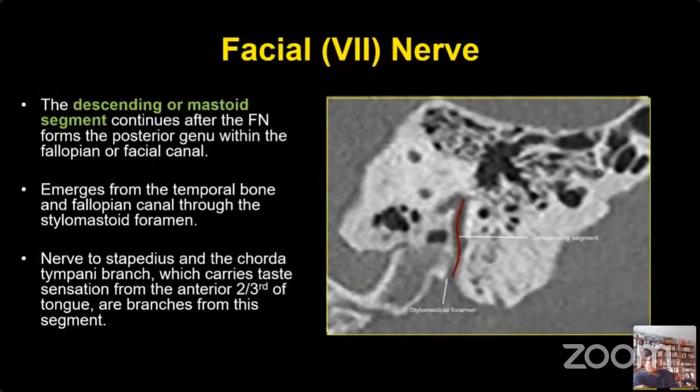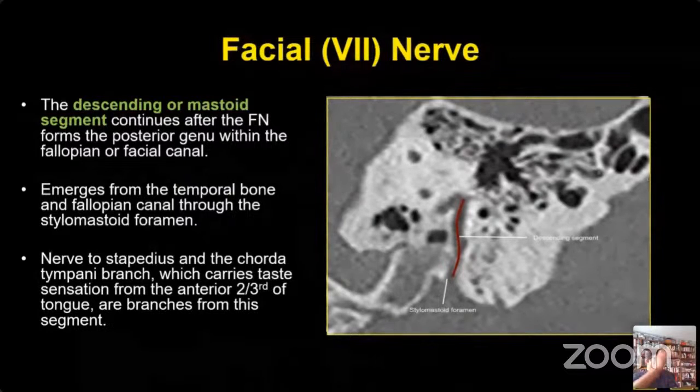So it emerges right behind the styloid process, in the stylomastoid foramen, and then it continues on into the parotid gland. But before it does that, it gives off branches to the stapedius muscle, and you can sometimes see the chorda tympani branch very well.